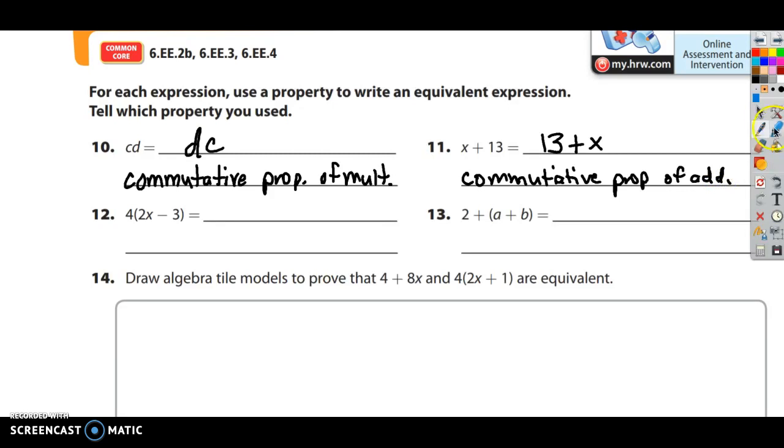Let's go back to 10. On 10, instead of C times D, if you do D times C, that's multiplication, so it's commutative property of multiplication. On 11, instead of x plus 13, you're going to do 13 plus x. That's the commutative property of addition.